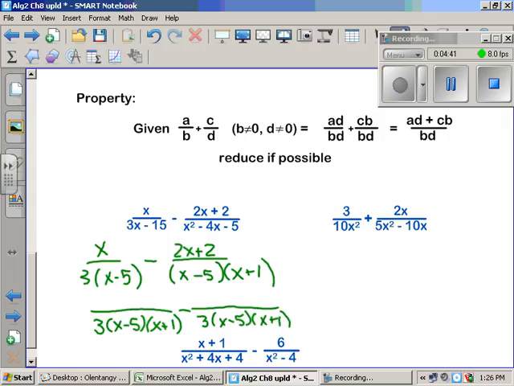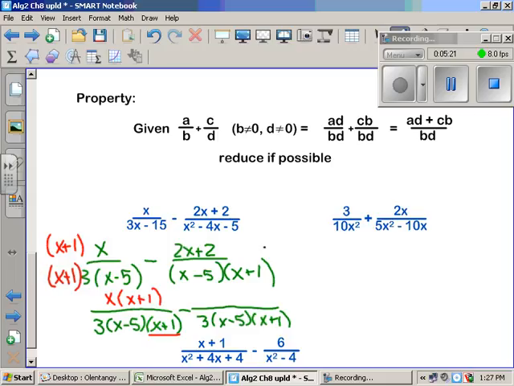To get that, I've got to turn this into this. What do I have to multiply by? X plus 1. So I'm going to multiply the top and the bottom by x plus 1. So this x plus 1 shows up there, and this becomes x times x plus 1. Okay? What do I need to multiply for this one to become 3 times x minus 5 times x plus 1? What do I have to multiply this guy by to get that? 3.